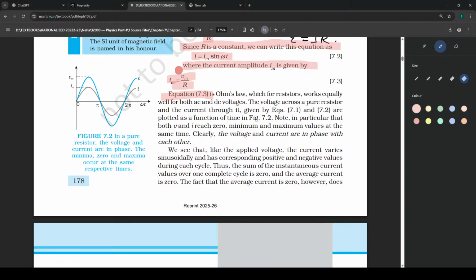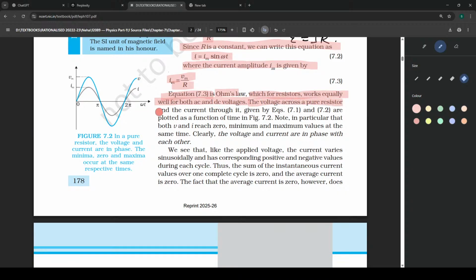Equation 7.3, this one is based on Ohm's law. Ohm's law states that the potential difference across a circuit is directly proportional to current. So based on that, R is a constant in that equation, and we get current equals potential by R. This is Ohm's law for a resistor, which works equally well for both AC and DC circuits. Basically, even if it's alternating current or direct current, for both of them it will work equally well.